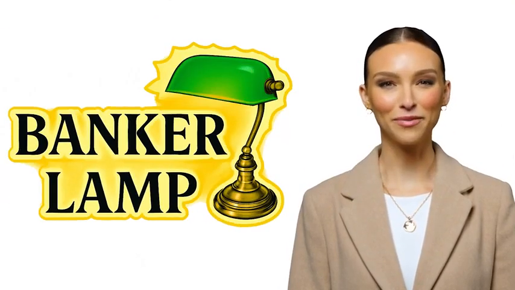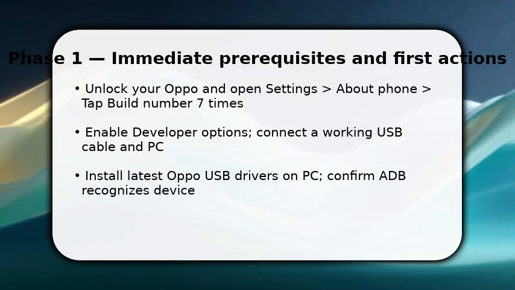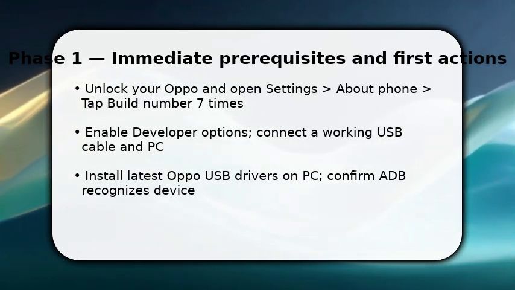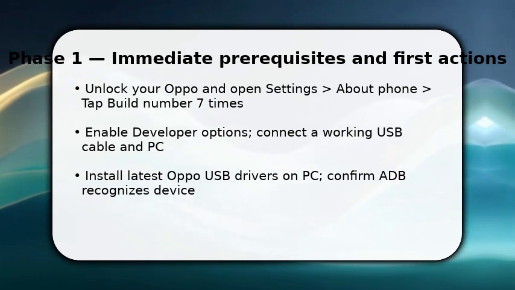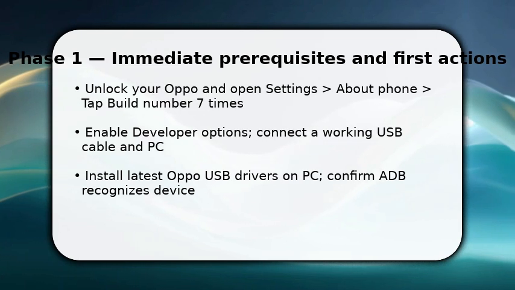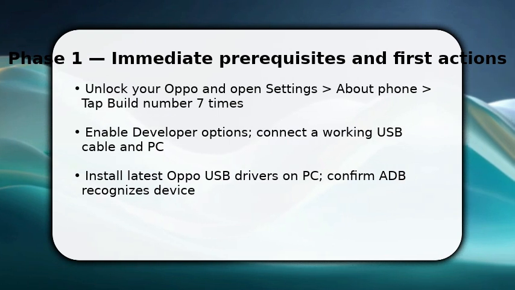Please enjoy the video. You start by making sure developer options are active. Tap build number 7 times to reveal them. Once done, enable USB debugging inside developer options so the phone can talk to your PC. Make sure to use a good USB cable and a direct USB port, not a hub.